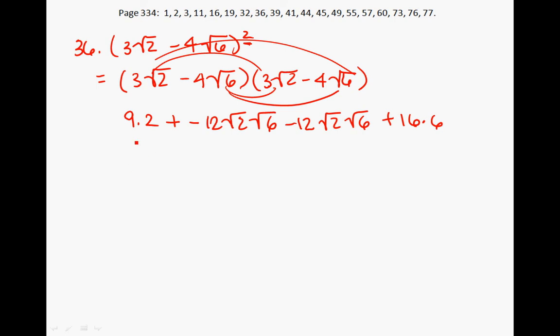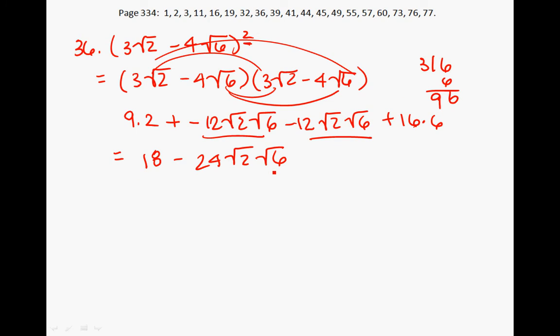So we can simplify a little bit. Here we have 18, and then these two combine and make it minus 24 root 2 root 6. And then the 16 times 6 is 96. So 96 plus 18 is the last thing we have here.